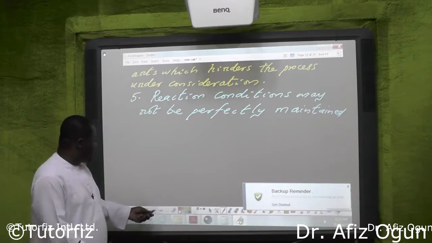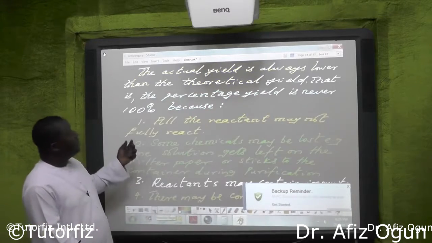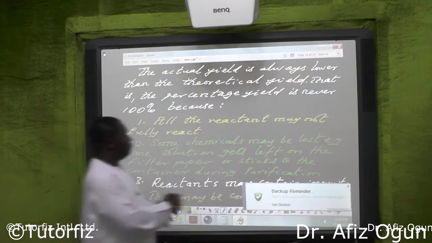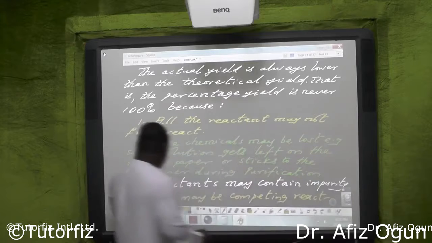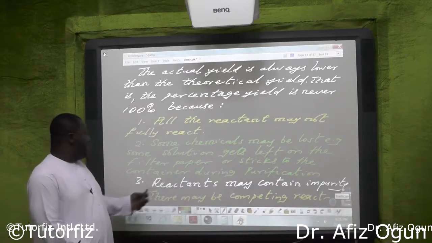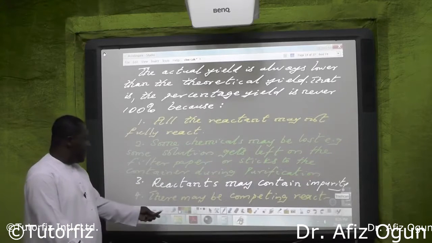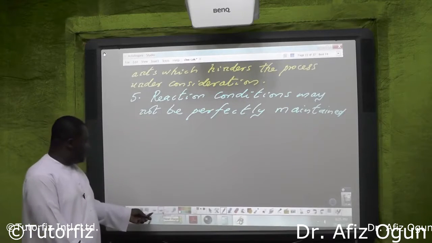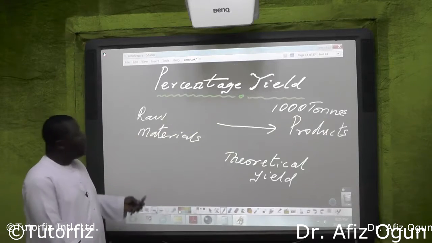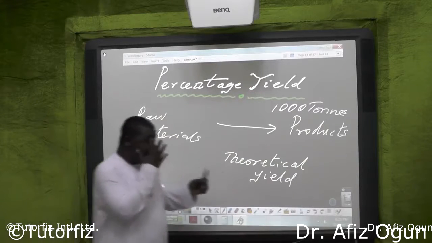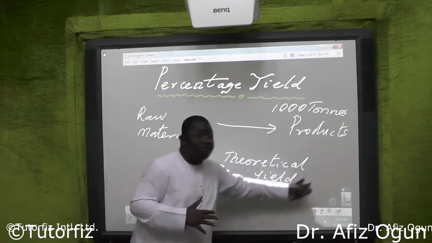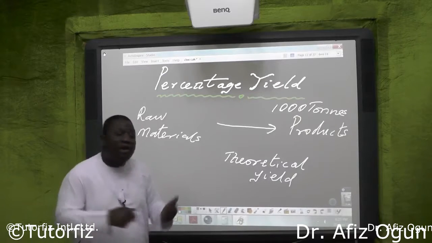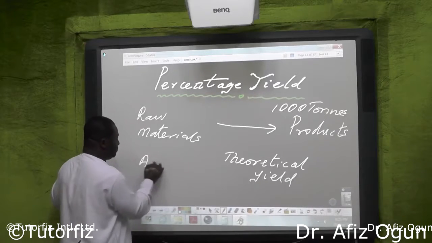These 5 factors, or more that you can think about: all reactants may not fully react, some chemicals may be lost, reactants may contain impurities, there may be competing reactions, and reaction conditions may not be perfectly maintained. So we may not get the full amount theorized. What we get is the real thing, called actual yield.